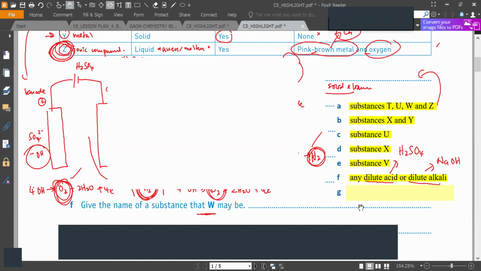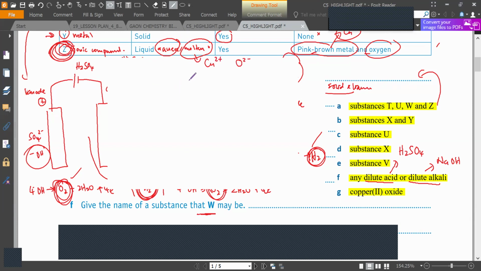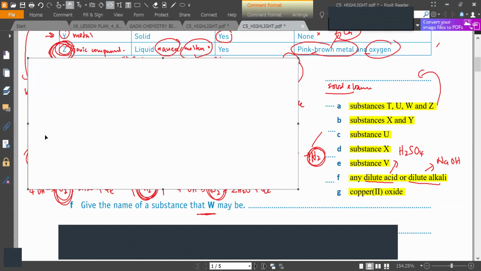So we'll see why. Let's say we have copper oxide molten. It can be both cases. So we have copper and then we have oxygen, and we can analyze it. Let me do both, it's easier to understand.